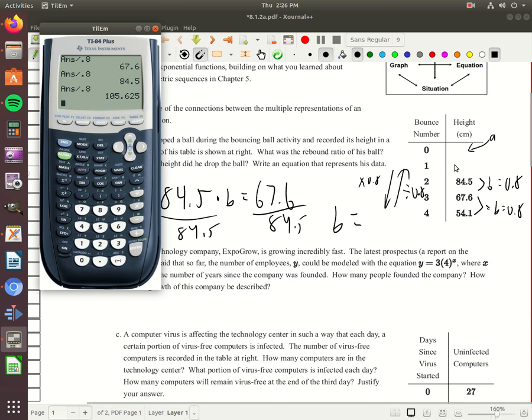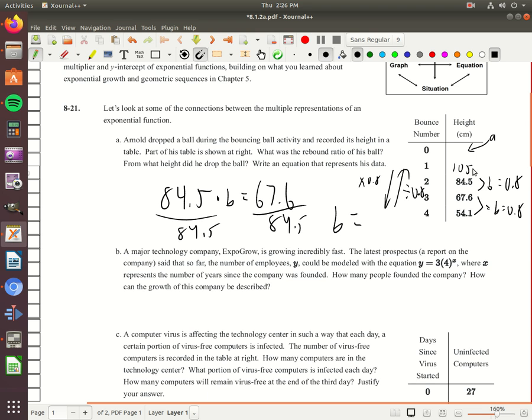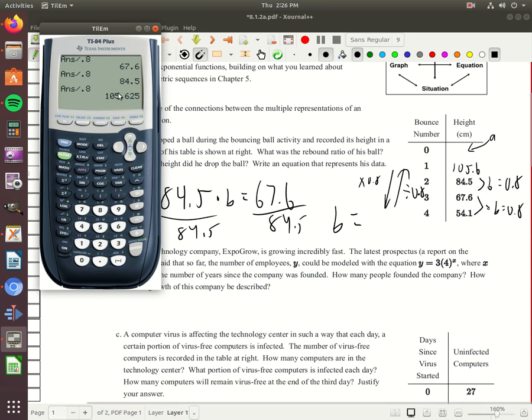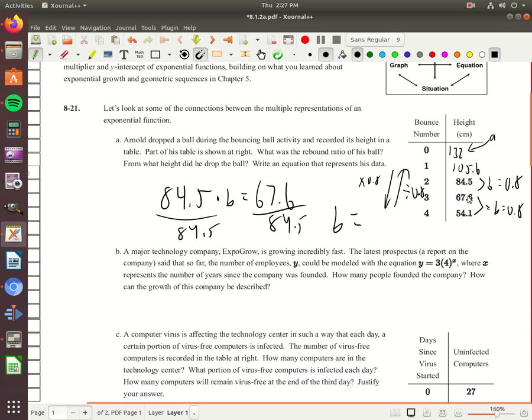Now, there's going to be some rounding going on here. I'm just going to write 105.6, but I'm going to leave this in the calculator, the 0.625. So just so we're aware, there might be some trivial differences. So it looks like I get 132 here. So now I can go ahead and answer this and say, it looks to me like he dropped the ball from 132 feet, and the rebound ratio was 80%, meaning he lost 20% of his bounce each time, and that would be the equation there.